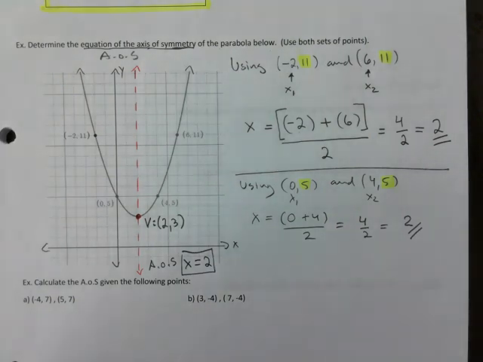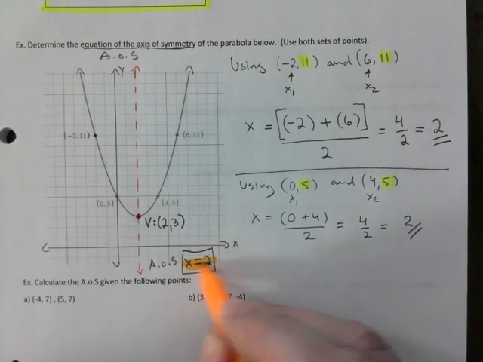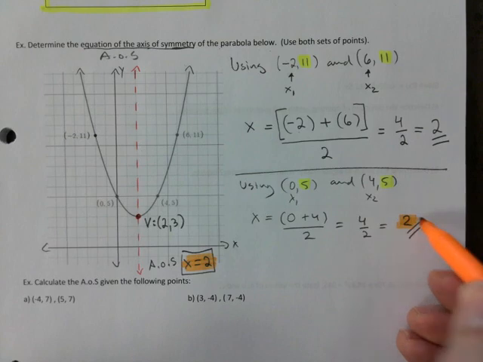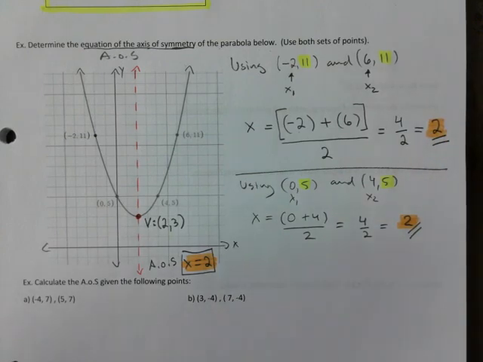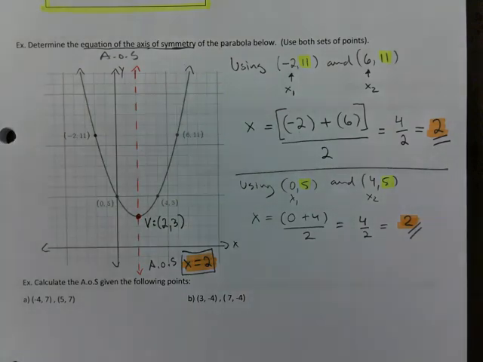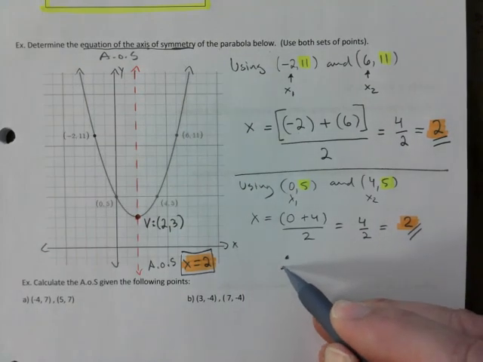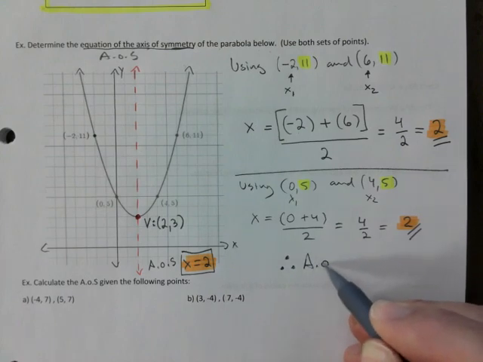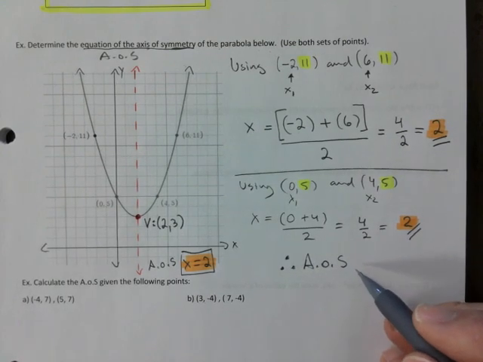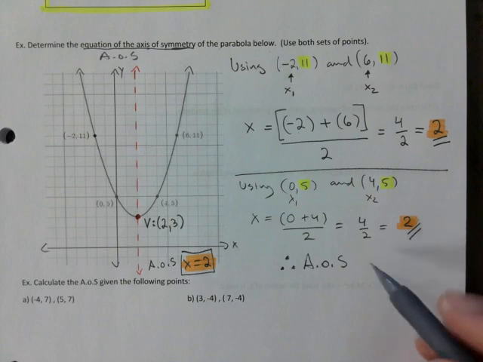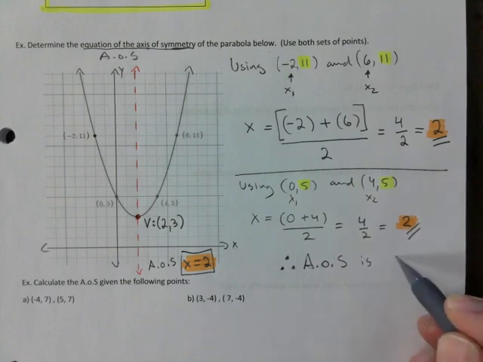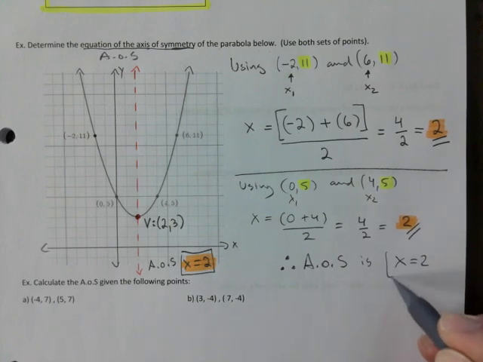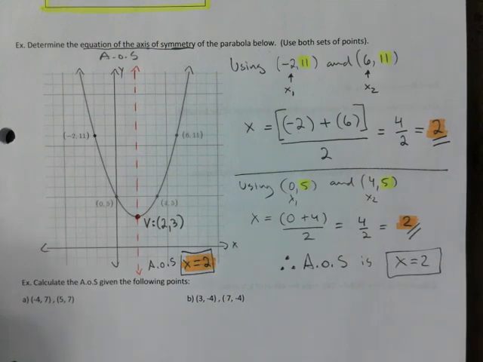Maybe I'll just write the orange there. Got the 2 there and the 2 there. So we've determined that with all of them. So last but not least, therefore, the axis of symmetry, remember you can't just say it's 2, is x is equal to 2. Okay, that is the axis of symmetry. It's the equation.